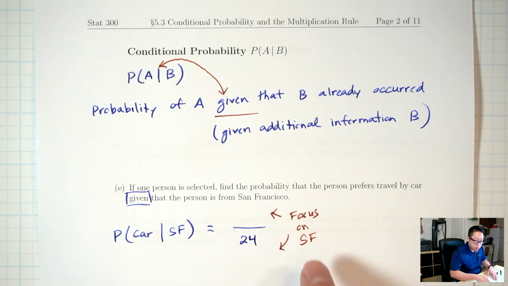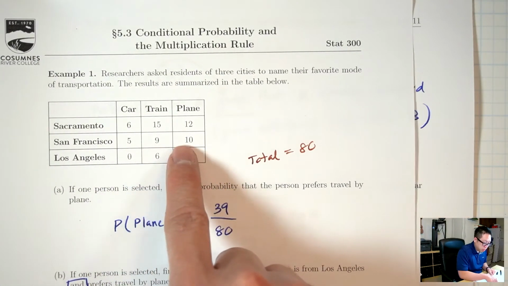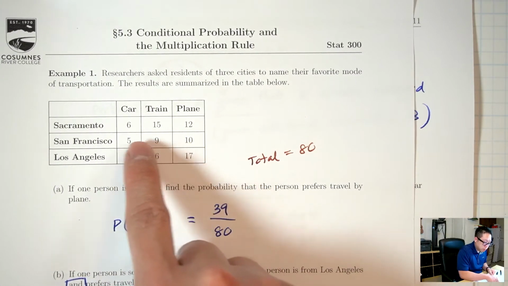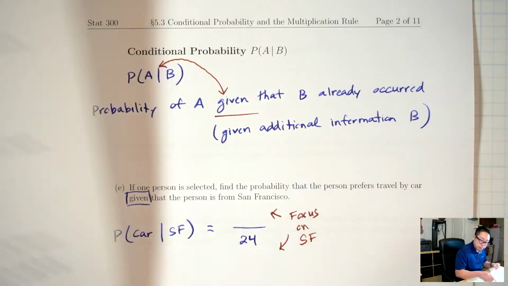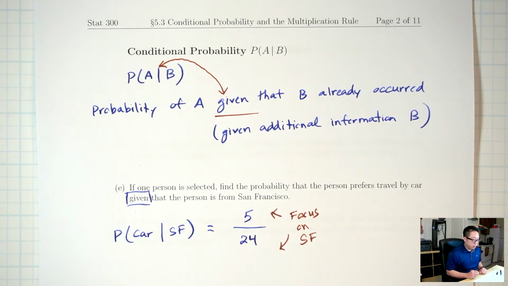And then still focusing just on the San Francisco numbers, for the top, how many are car? So focusing still on the San Francisco numbers, how many are car? 5. Let's do another example.